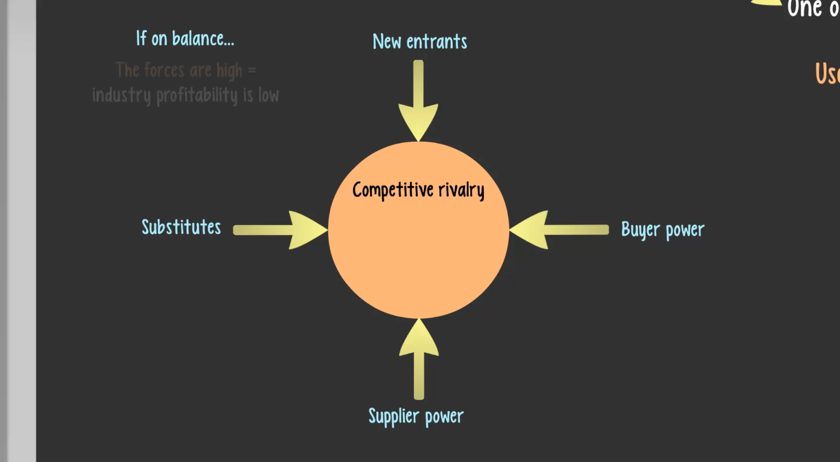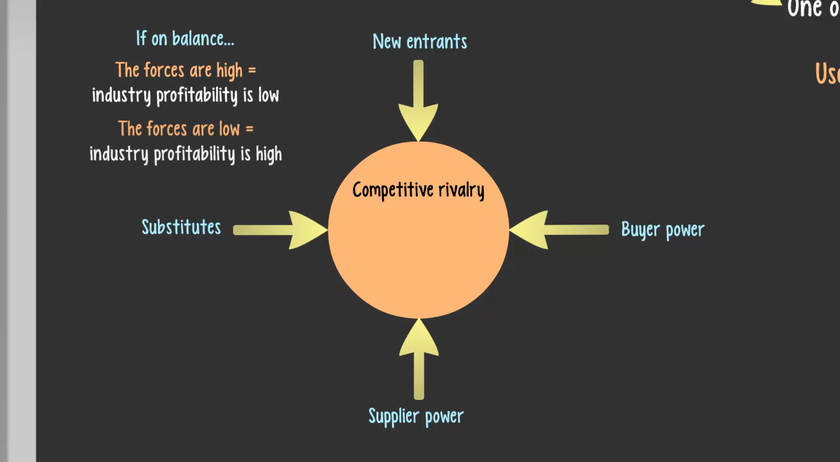So if on balance the forces are high, then the industry profitability will be low. But if the forces acting upon the industry are low, then it would be considered that profitability in the industry would likely be high. And of course, if you're using it to decide whether to enter a market, if forces are low, it's a good industry to enter. If forces are high, it's not an industry you would enter.